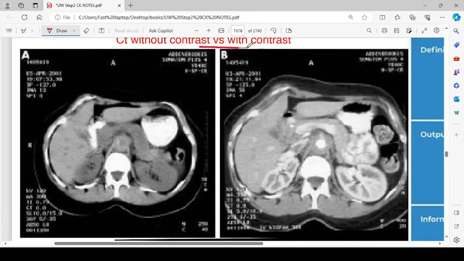So this is CT without contrast and CT with contrast. You can see that in the CT with contrast, the kidneys are very prominent. Yes, the pancreas is very prominent. The stomach is prominent as well. The liver is more prominent. So you should perform CT with contrast when it is indicated.